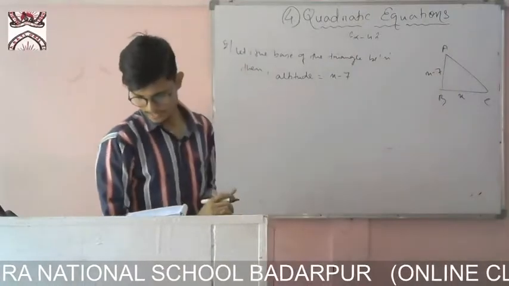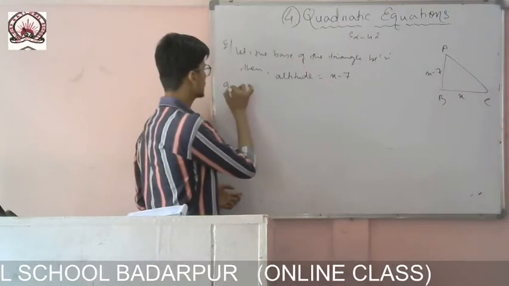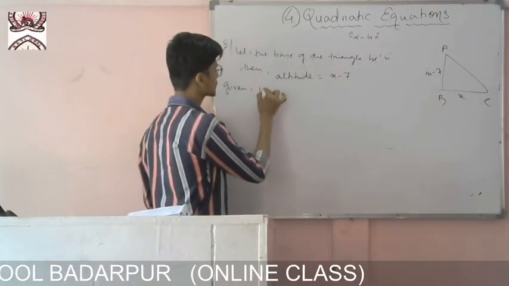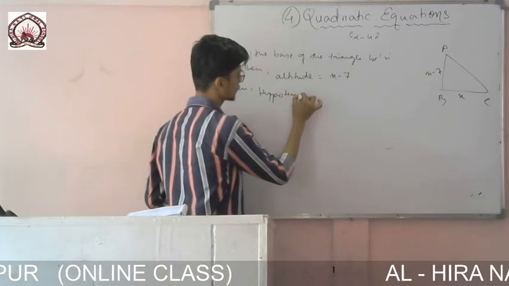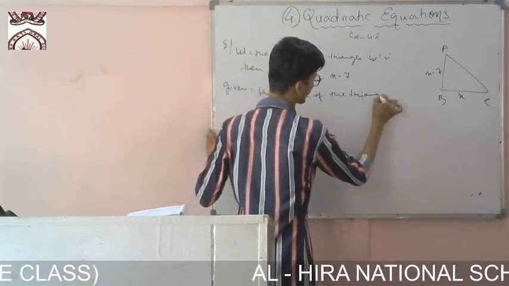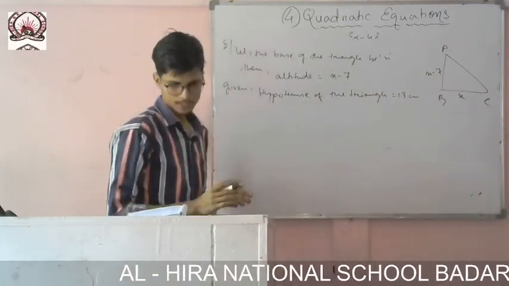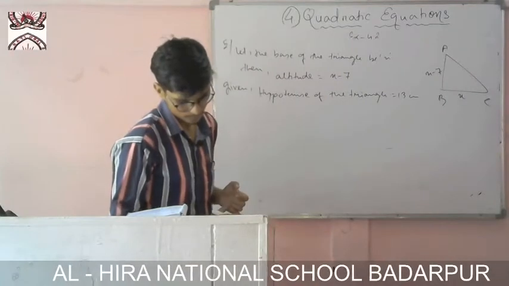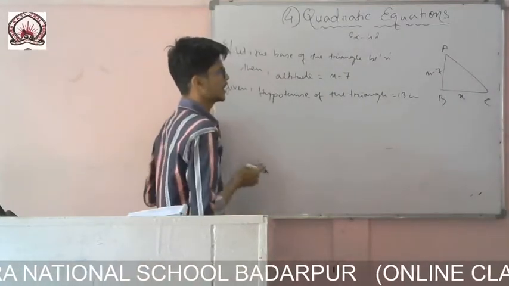And hypotenuse it is given in the question. If the hypotenuse is 13 centimeters, so right, given hypotenuse of the triangle is equals to 13 centimeter. Given hypotenuse of the triangle, it is given 13 centimeters.